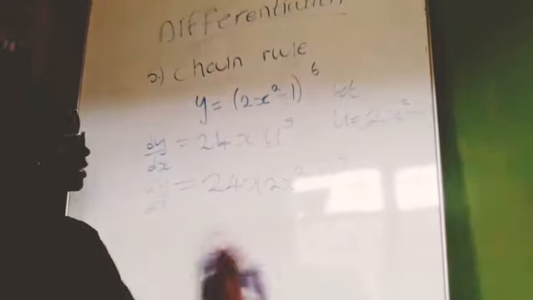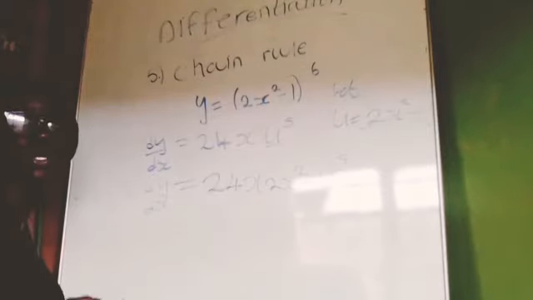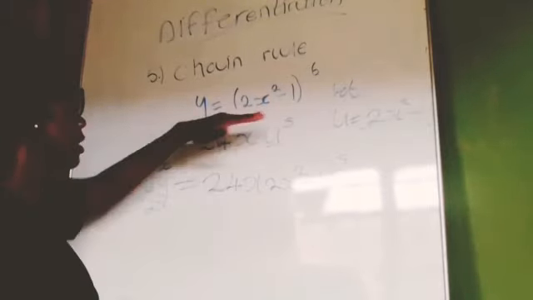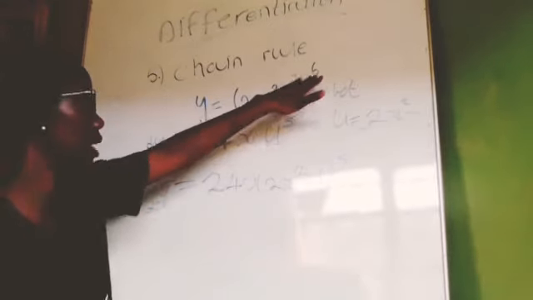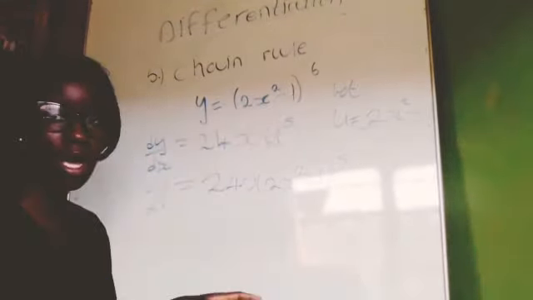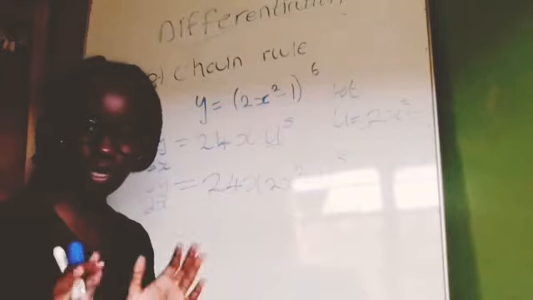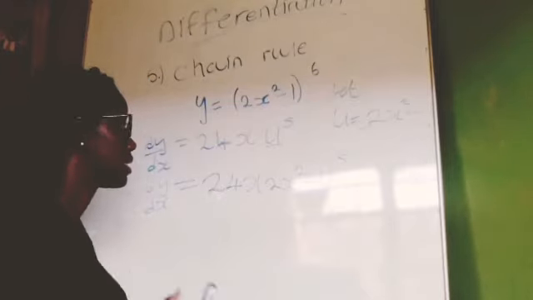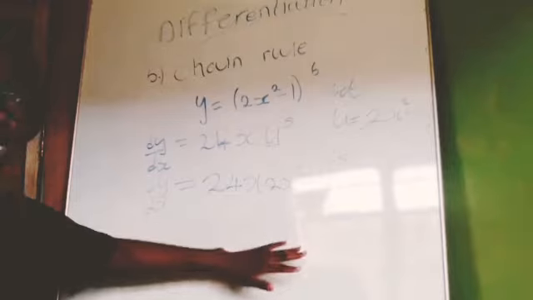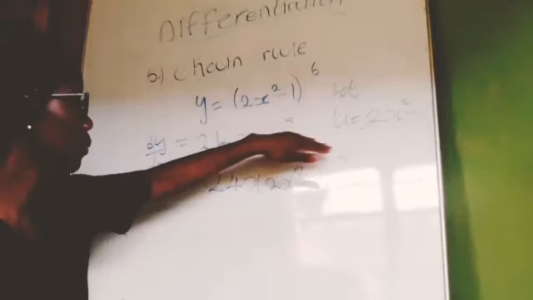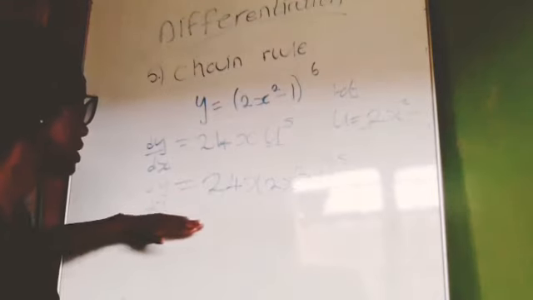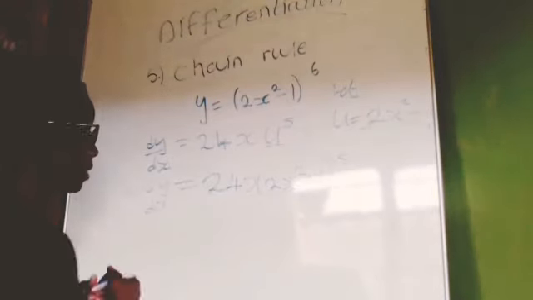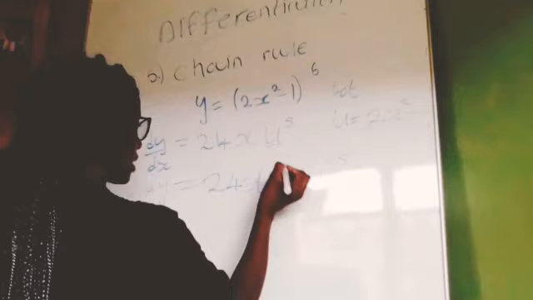It doesn't always have to be u, you can use any letter. So we simply let u be equal to this, and we said y is equal to u to the power 6, and we got our dy over dx by multiplying dy over du times du over dx. Afterwards we replaced the u, we brought back this equation where the u is to get this. So I hope that's clear.